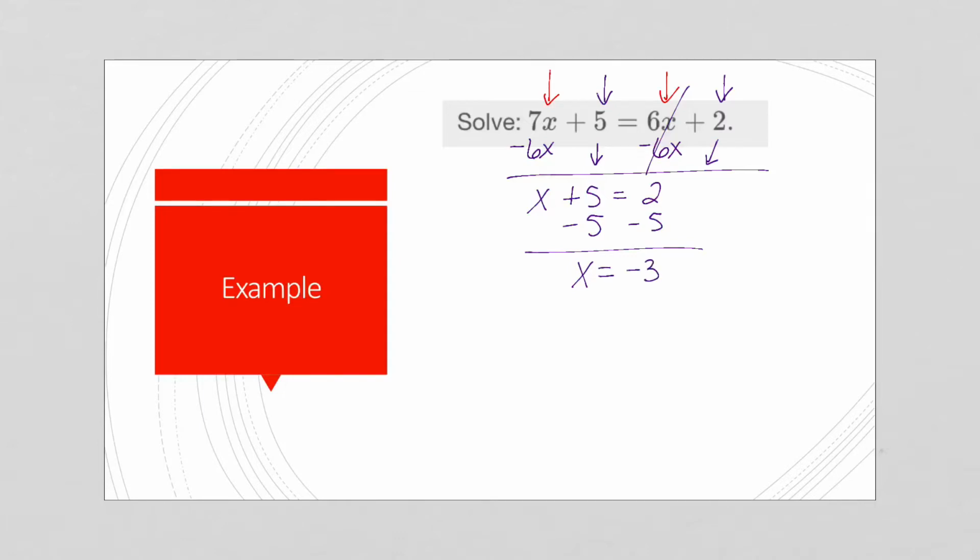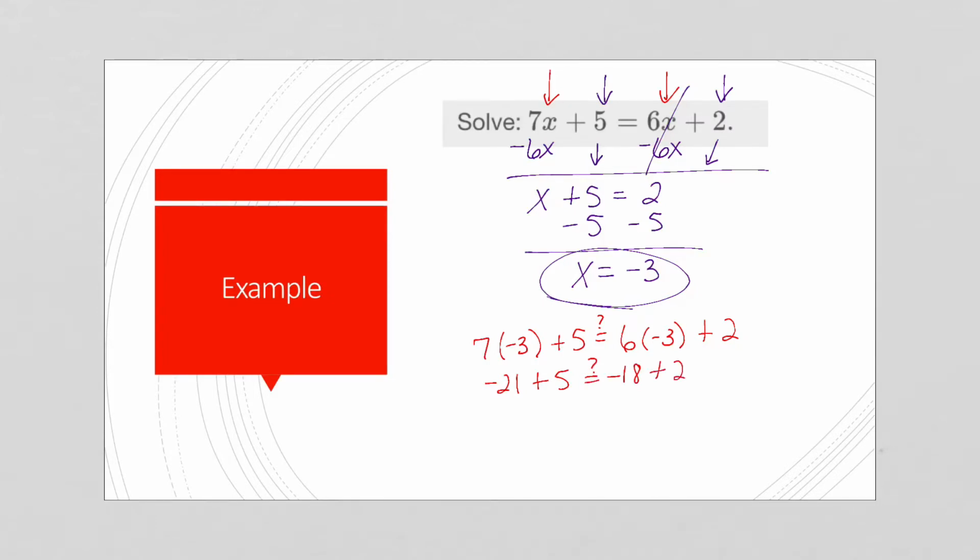It's negative 3. Again, you can check your work by taking that negative 3 and putting it everywhere you see x. 7 times negative 3 plus 5 equals 6 times negative 3 plus 2. And I'm going to put a question mark there because I'm checking this. I don't know for sure that it works, so I want to make sure. Negative 21 plus 5, does that equal negative 18 plus 2? Negative 21 plus 5 is negative 16. Negative 18 plus 2 is also negative 16, so I know that's my answer.